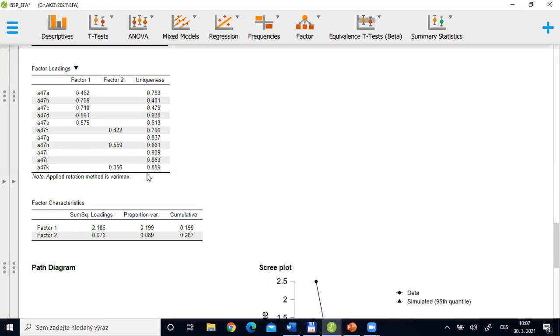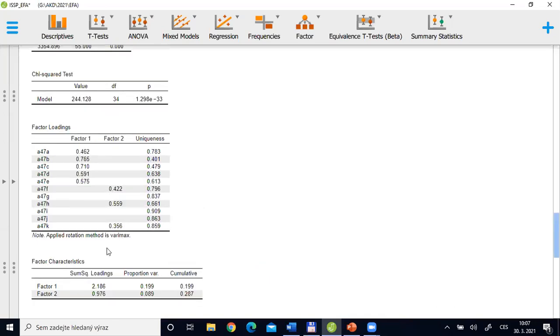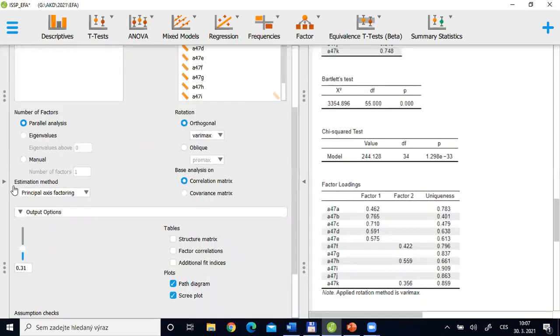I know this set of statements in Czech quite well, and these three items do not work at all. So the solution would be to omit these three items. This is a discussion about uniqueness, and according to uniqueness, we can decide to omit some items from my solution. So this is the next output I can get from JASP.